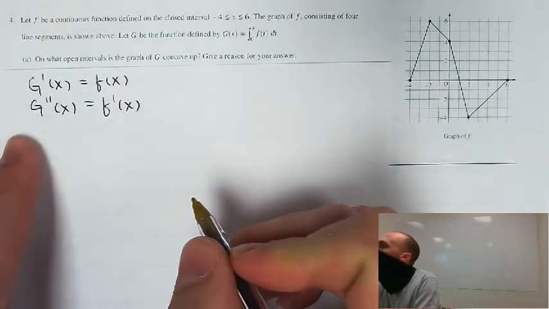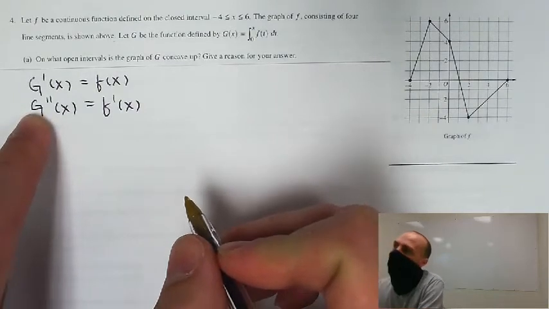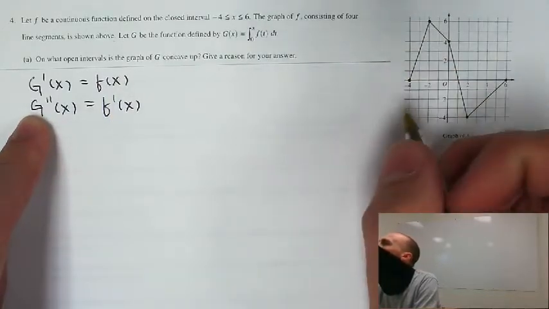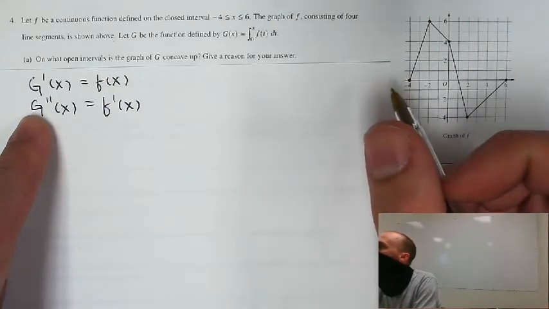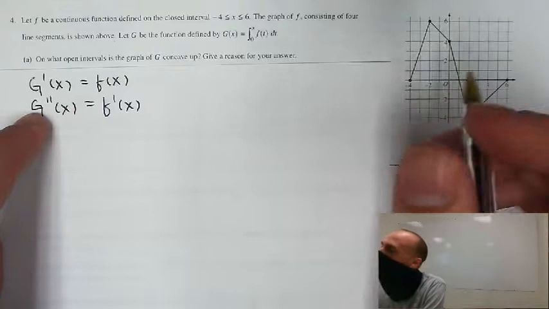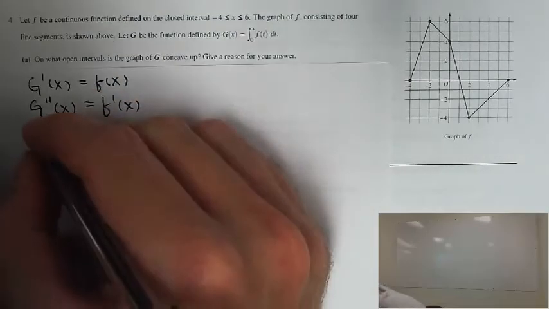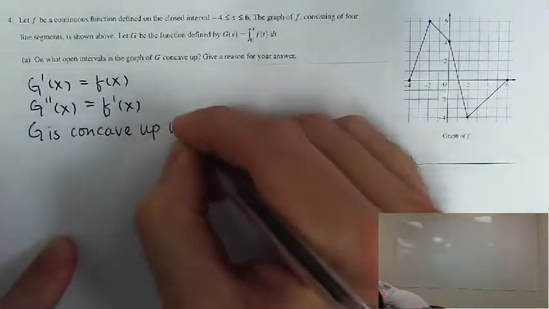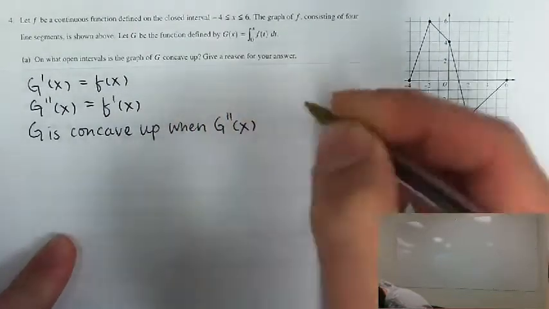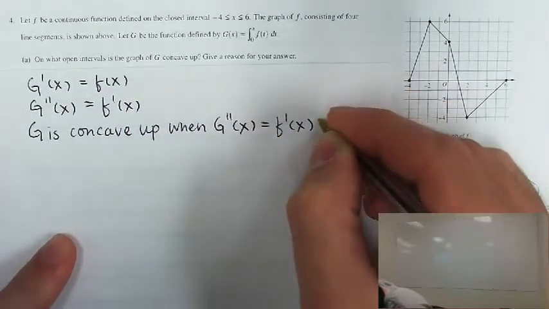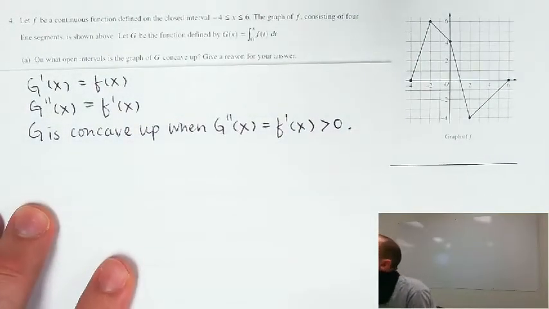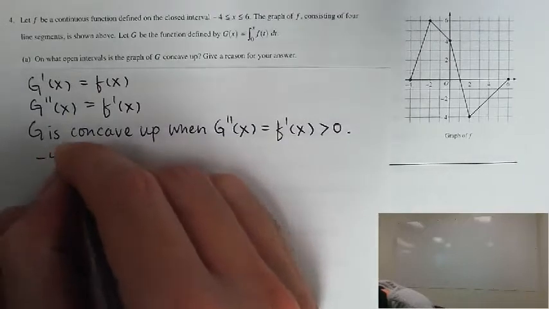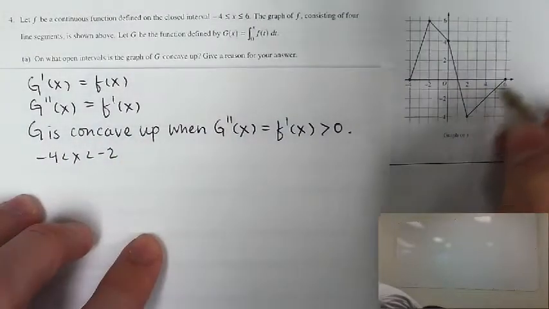Okay. So, if I'm looking for a sign change in g's second derivative, it's the same as a sign change in f's first derivative. Well, pardon me, I'm not looking for a point of inflection. I'm not looking for a sign change in g double prime. I just want to know where g double prime is positive. Okay, so I would say g is concave up when g double prime of x, which is f prime of x, is greater than 0. Okay. And that happens, okay, where's the slope of f positive? That's from -4 to -2. And also here, that's from 2 to 6.